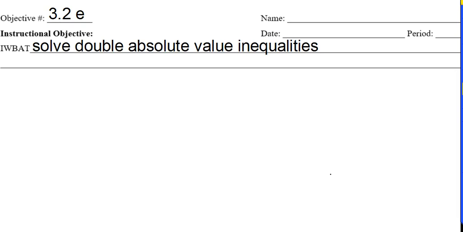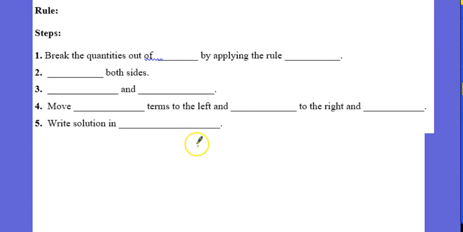Okay, so this is objective 3.2e, the last day of absolute values for this semester. Today we'll be solving double absolute value inequalities. So an absolute value on both sides. We're going to start with a rule that's going to allow us to solve these problems.